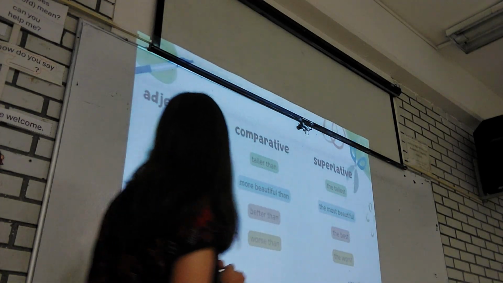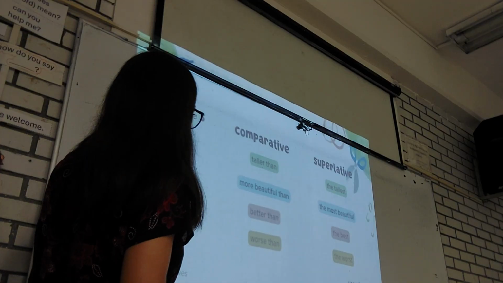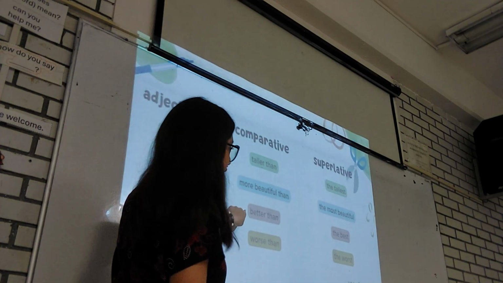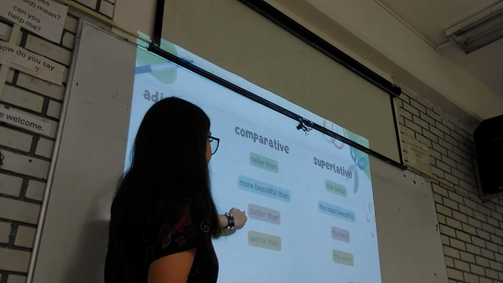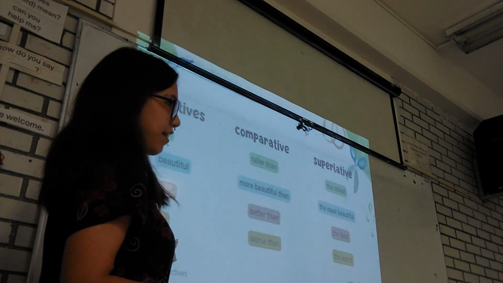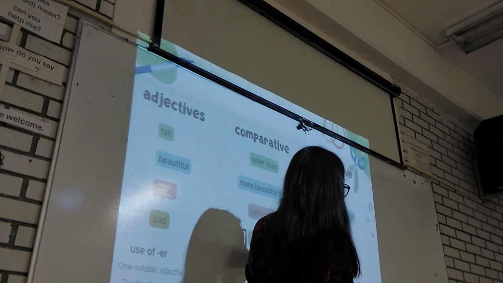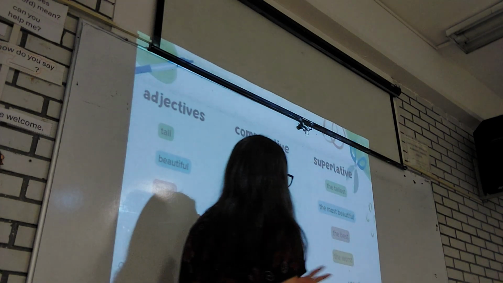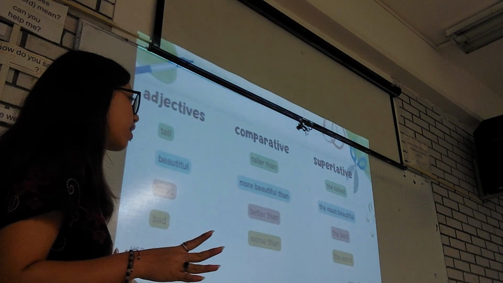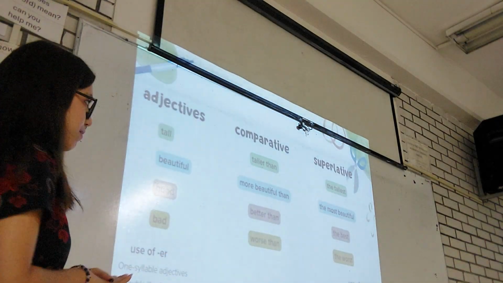And then, as you can see, good and bad change a lot. It is not gooder or badder. It is better and worse, best and worst. So this is because they are irregular adjectives.